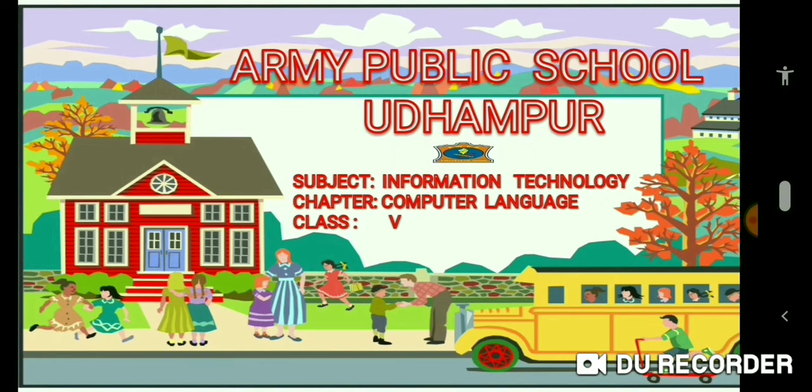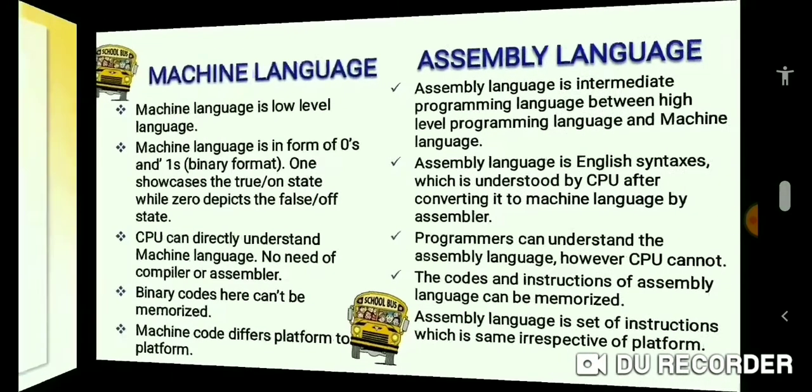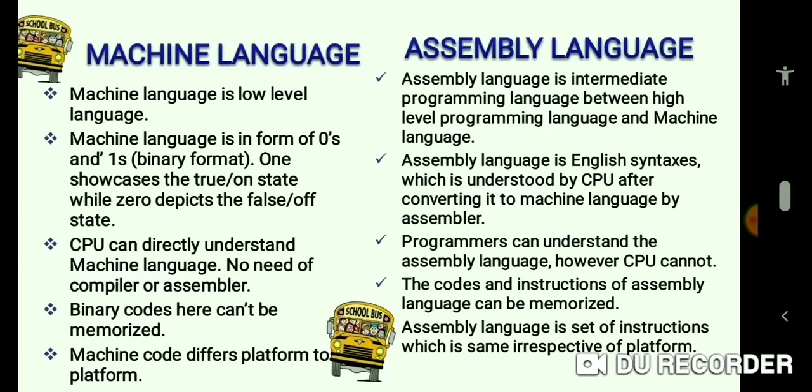Students, in the last class, we have studied low-level language and its two types, assembly language and machine language. Now, in this class, we are going to discuss high-level language and its three types: procedural language, non-procedural language, and natural language. But before that, I want to recapitulate the important points of assembly language and machine language.